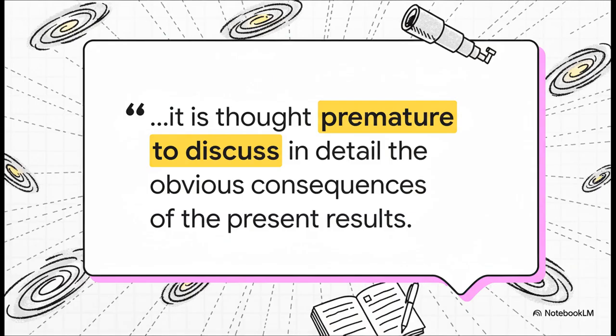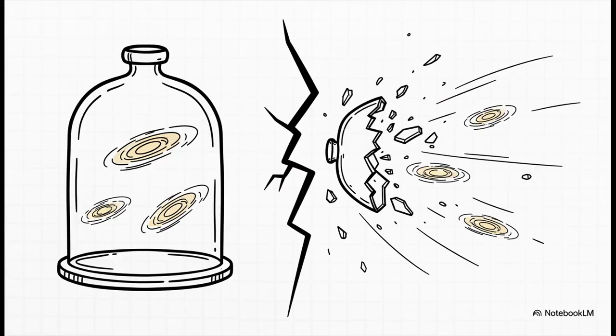But you know, what I find maybe the most incredible thing about this whole paper is Hubble's restraint. I mean, he's sitting on a discovery that he knows is going to make him a legend. And how does he end the paper? With total scientific humility. He basically says it's premature to discuss in detail the obvious consequences of what he found. He knew how big this was, but he just let the data speak for itself. Amazing. And boy, did that data speak.